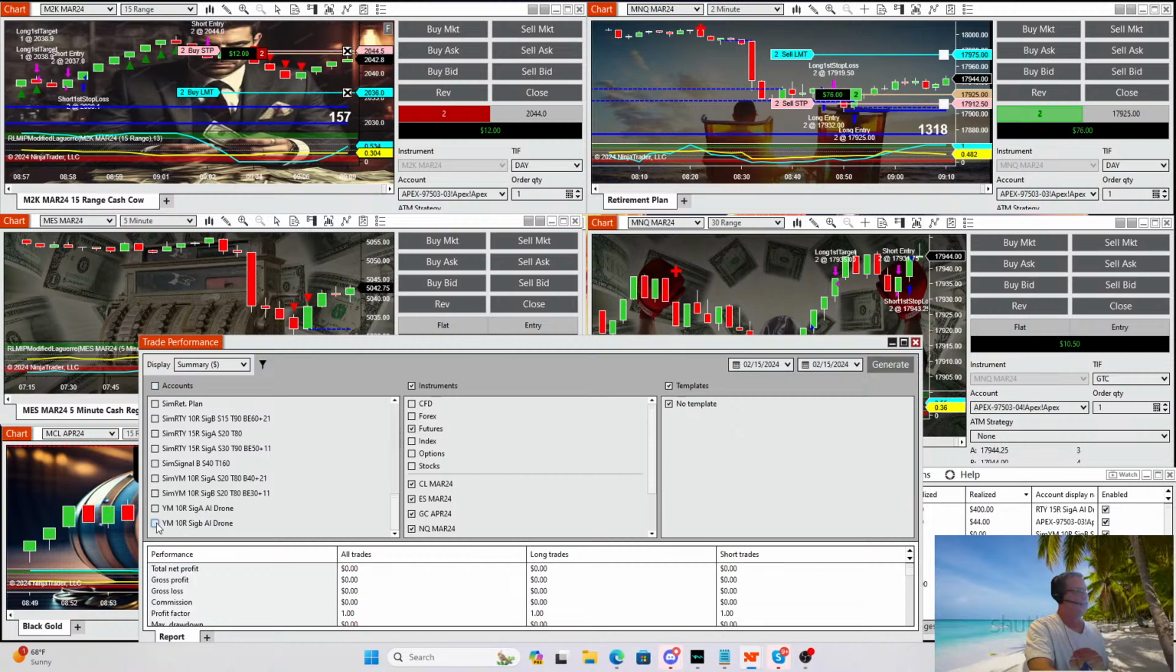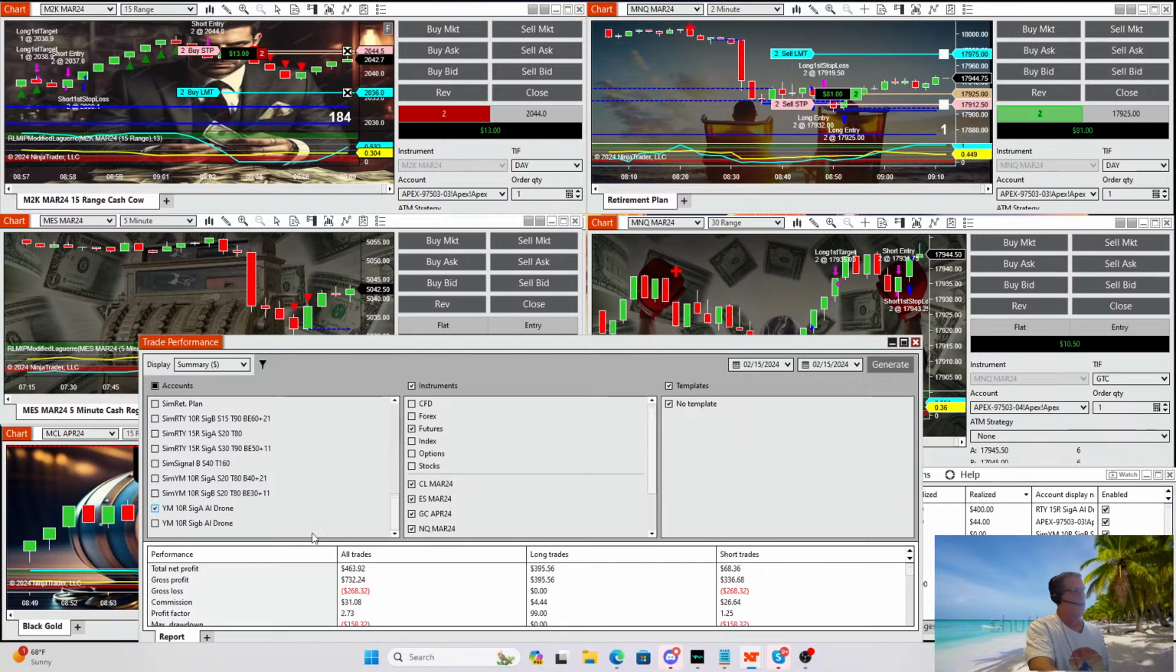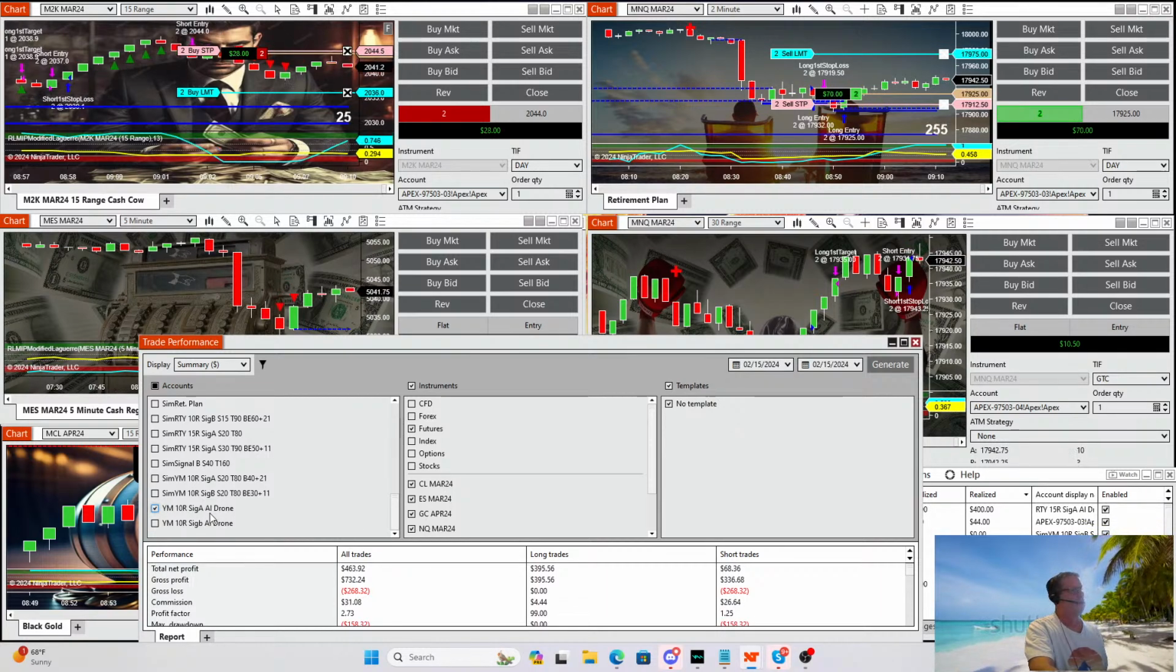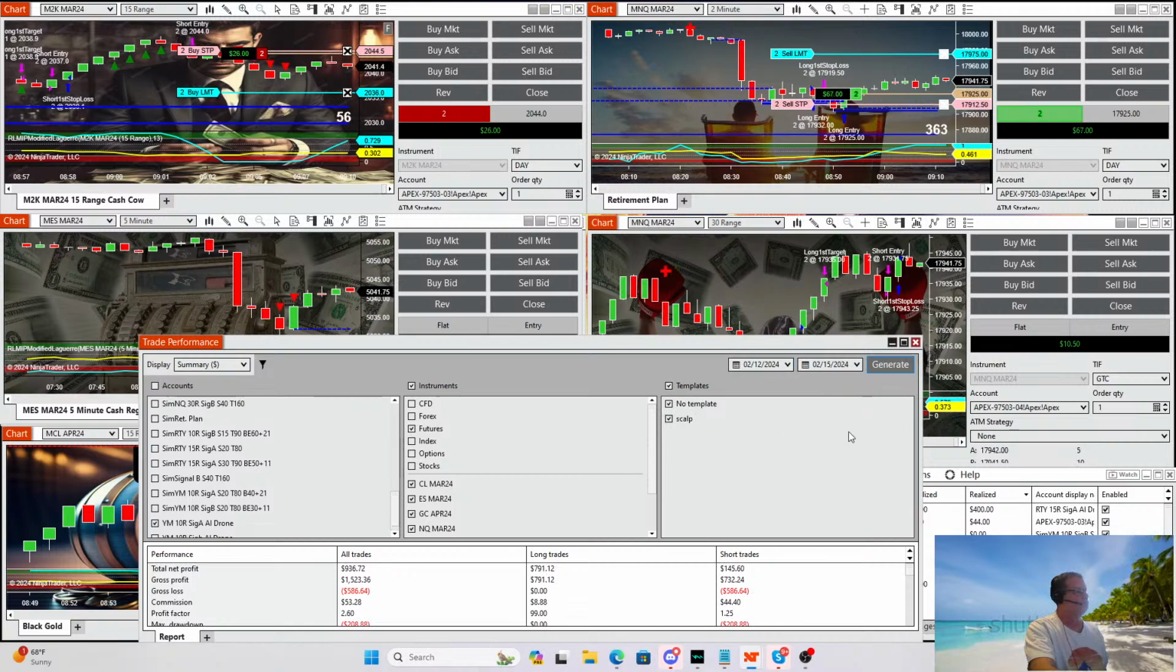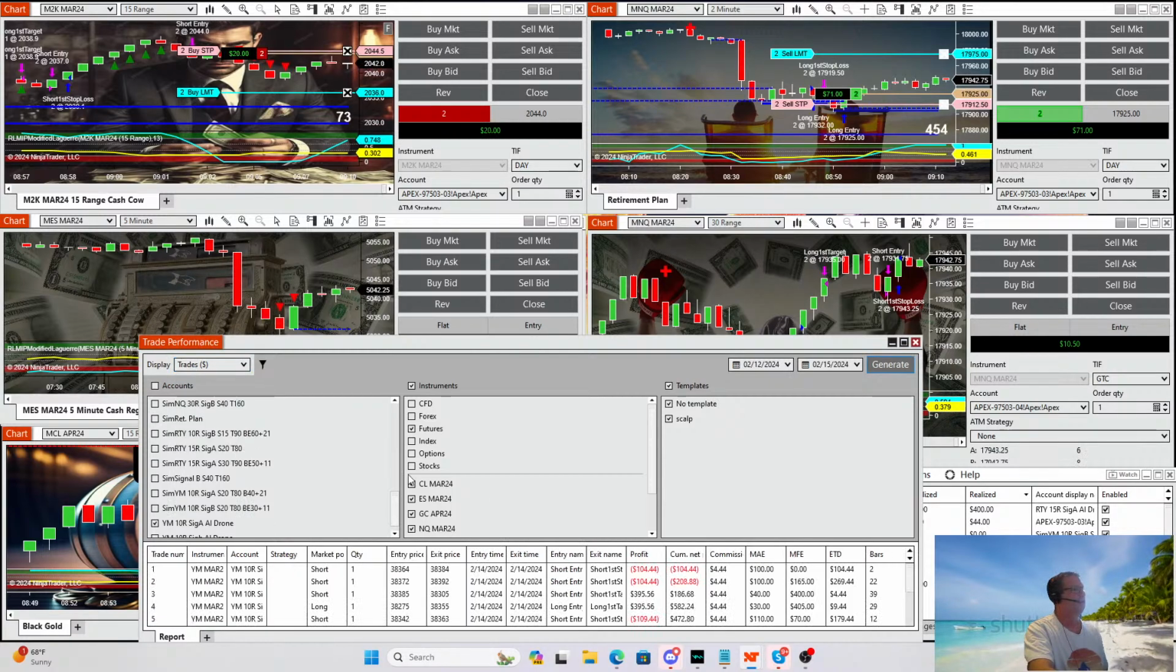I'll look at the YM. This one here, this Signal AI drone, had some pretty nice results. So that's one that I might consider. And then maybe I'll look back at a little more history, which I don't have on this computer. It goes back as far as, let's just take a look at the trades where they start on the 14th. So I have just a few days of data.